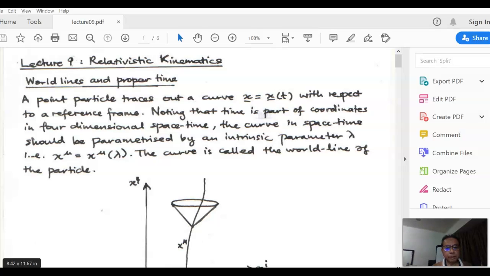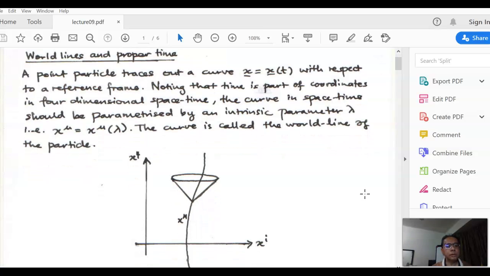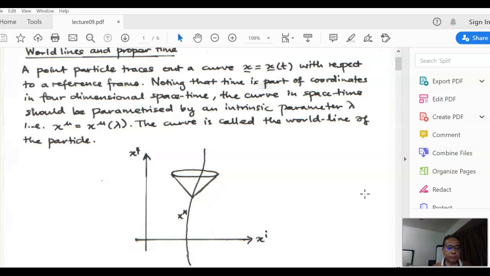So let's look at this particular diagram. Here's a description of a particle. The particle traces out this curve in space and time. The horizontal axis is the space, which is condensed to one dimension here, and the vertical axis is the time. So in other words, this curve is really in 3+1 space-time.